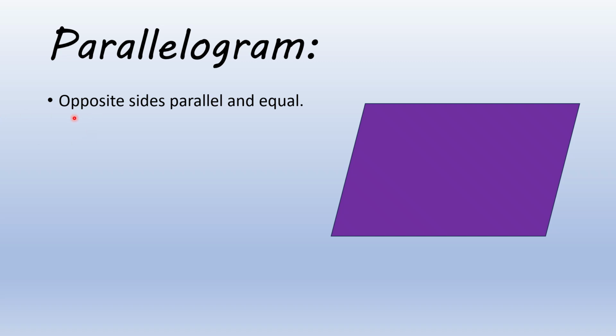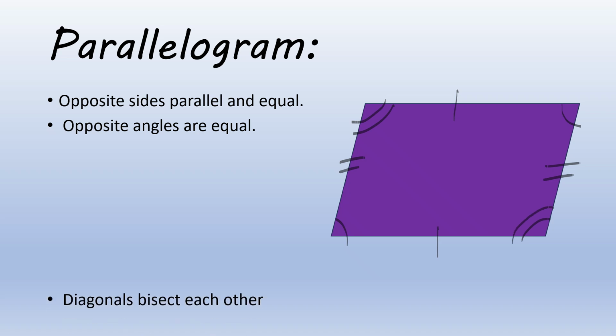Okay, so opposite sides parallel and equal. So one property is same, opposite sides are parallel and equal. So opposite sides, this and this will be equal. Next we have opposite angles are equal. So this angle and this angle will be same because they are facing each other, they are opposite to each other, and this angle will be same.